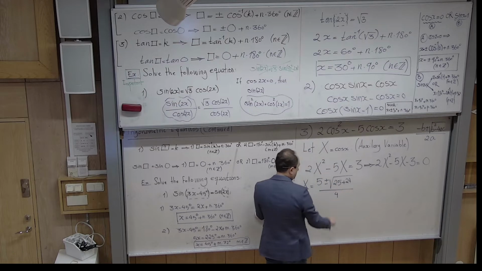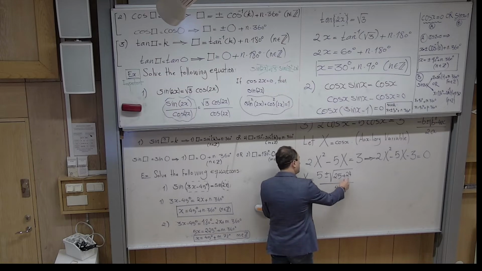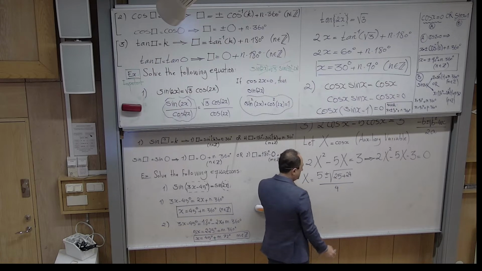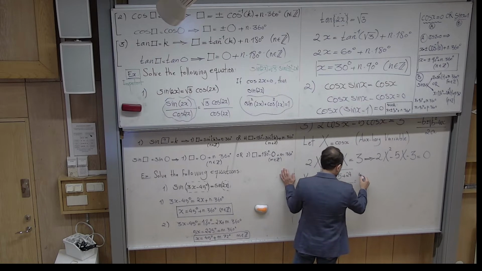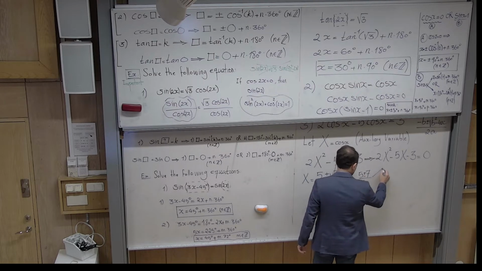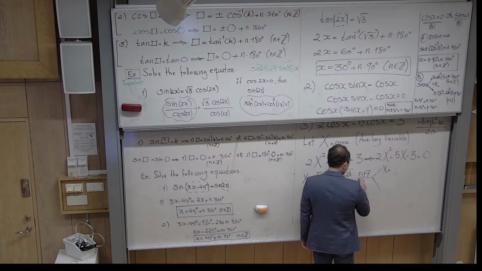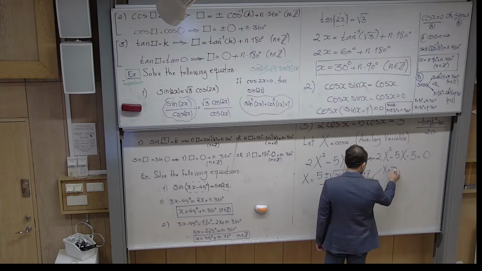But that is good, because this is a lovely number. So 25 plus 24 is 49. Square root of 49 is 7. So it becomes 5 plus or minus 7 divided by 4. Then I will get 2 answers. X is equal to 5 plus 7 divided by 4 is how much? 3.